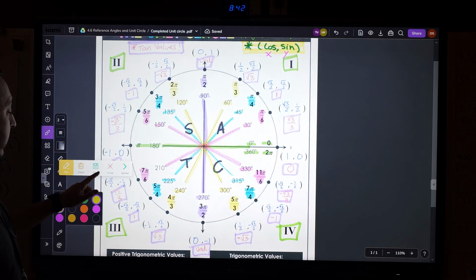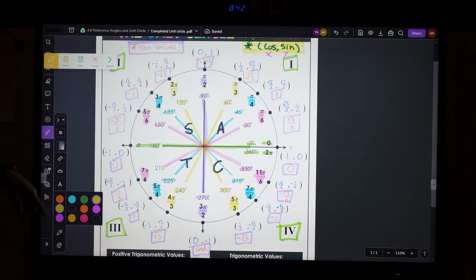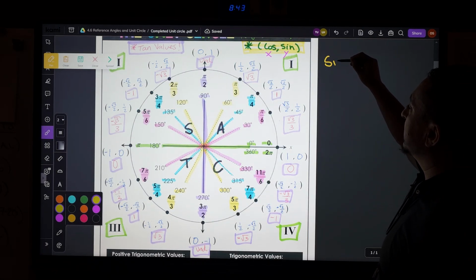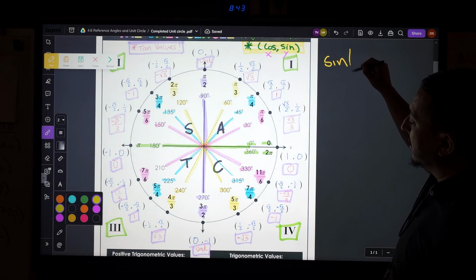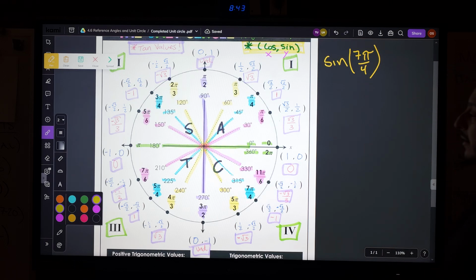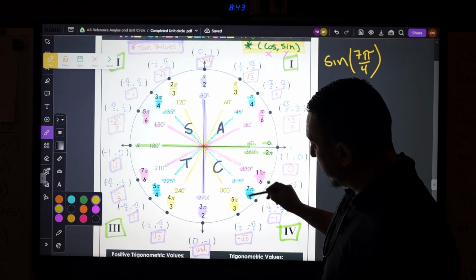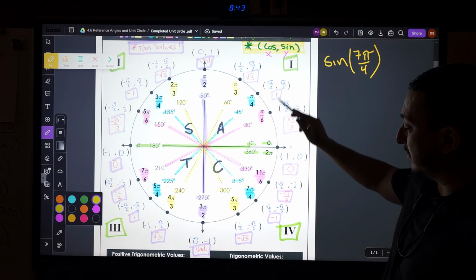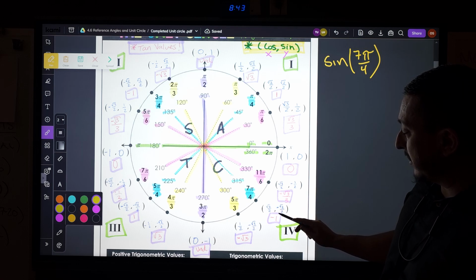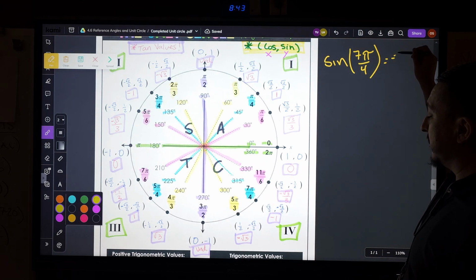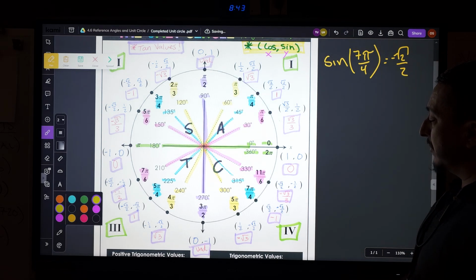So now let me do it in the other direction. Let's just do a few radian values. It works the exact same way, but let's say you had the sine of 7 pi over 4. So I look for 7 pi over 4, which is right here. And again, sine is the y value. So the y value is right there. This is the x, this is the y. Always this is the x, this is the y. So the answer to that is negative square root of 2 over 2.